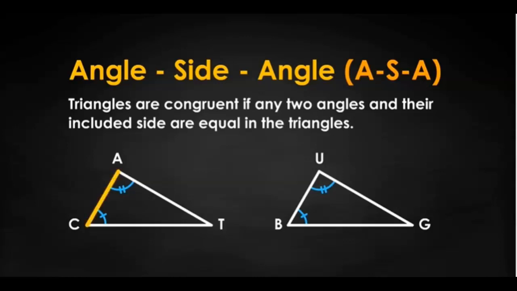See the included side between angle C and angle A on triangle CAT? It is equal in length to the included side between angle B and angle U on triangle BUG. The two triangles have two angles congruent and the included side between those angles congruent. This forces the remaining angle on our triangle CAT to be 180 degrees minus angle C minus angle A. This is because interior angles of triangles add to 180 degrees. The postulate says you can pick any two angles and their included side.